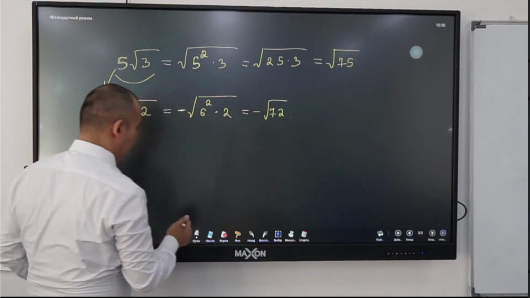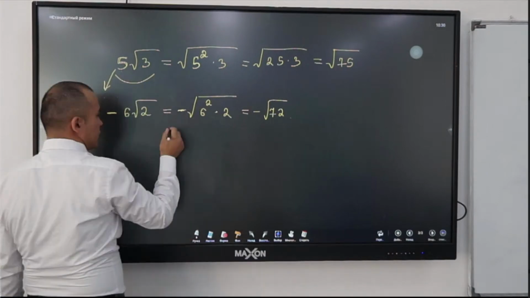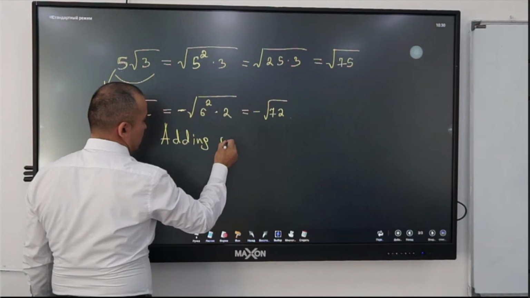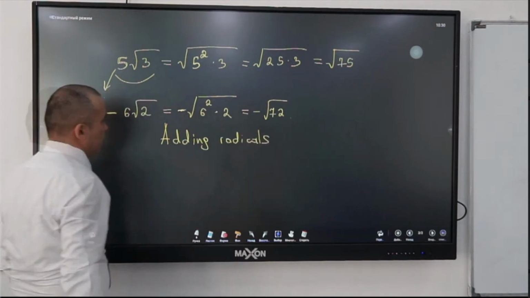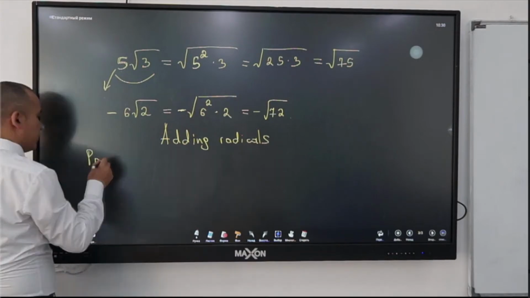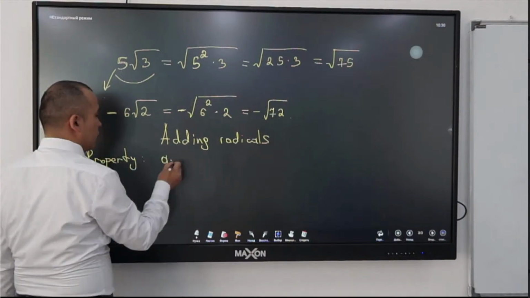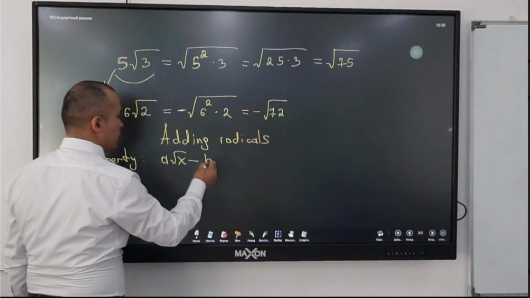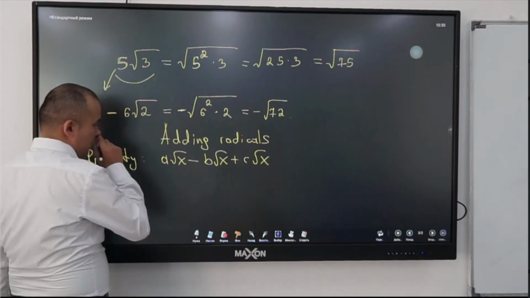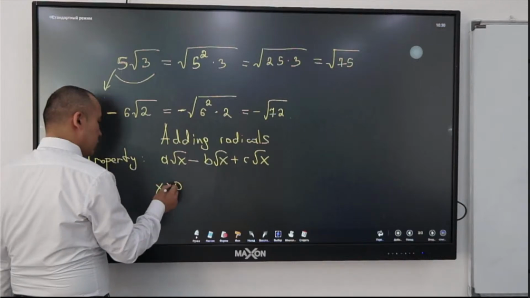Okay, let's do operations with mixed radicals, adding radicals. Another property: a root x minus b root x plus c root x. The domain of x must be bigger than or equal to 0, the domain.